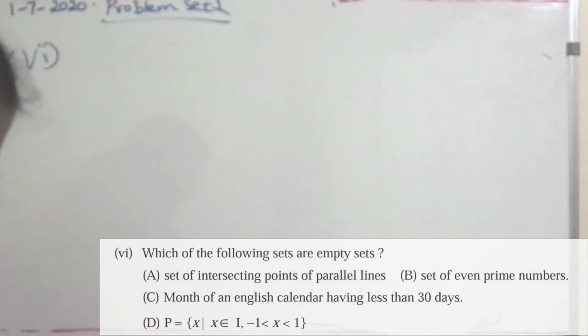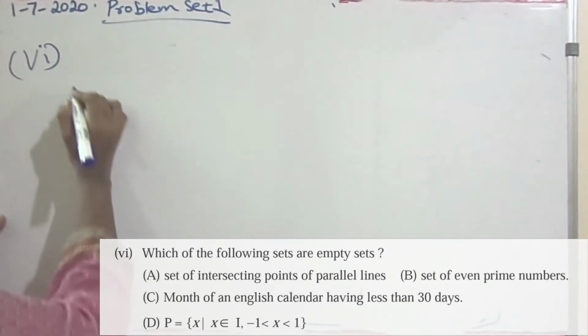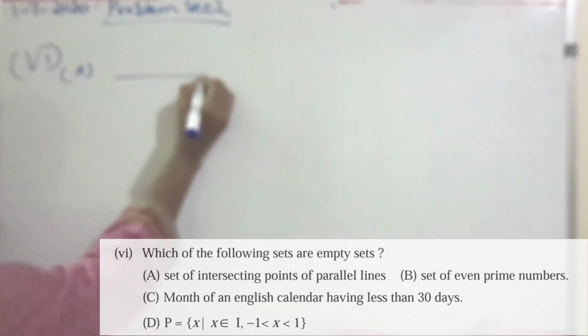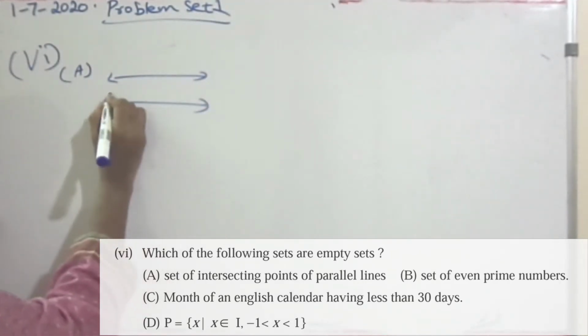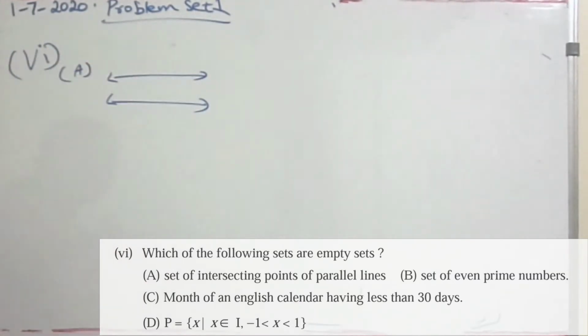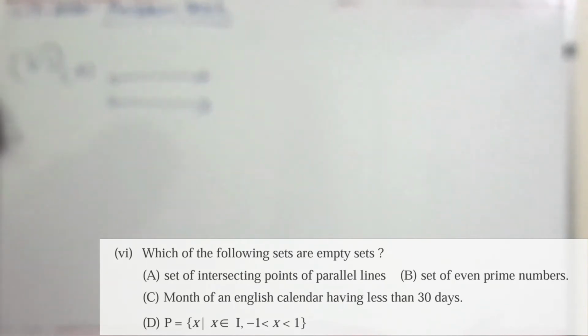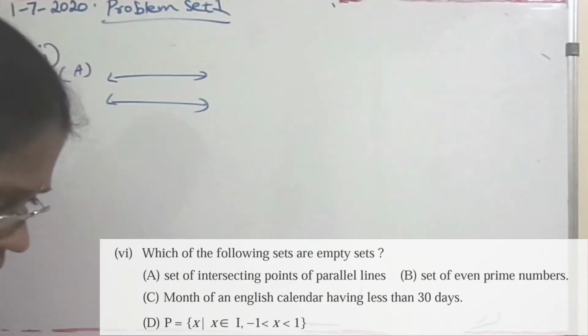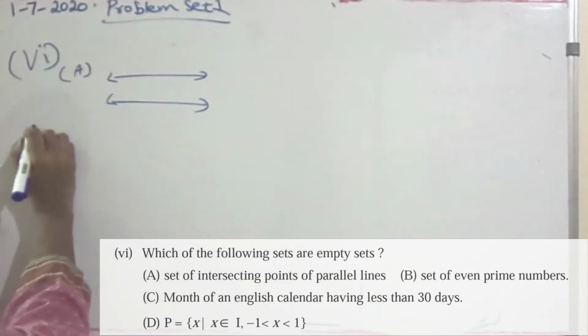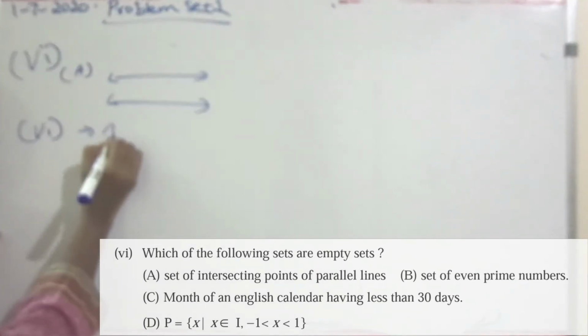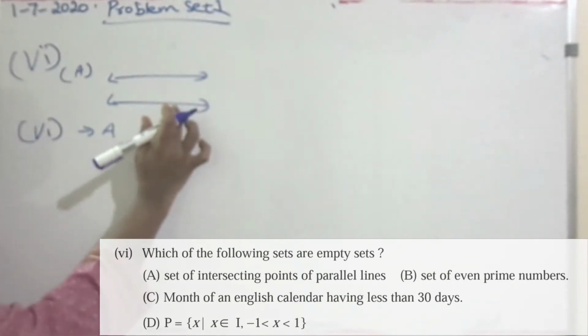Set of intersecting points of parallel lines. Okay. The first one is the set of intersecting points of parallel lines. Do parallel lines intersect? No. So it's an empty set. Which of the following sets are empty sets? This one is an empty set. The first one only is empty. So we don't have to check the second and third ones. So the sixth answer is option A. This is an empty set because it does not intersect.